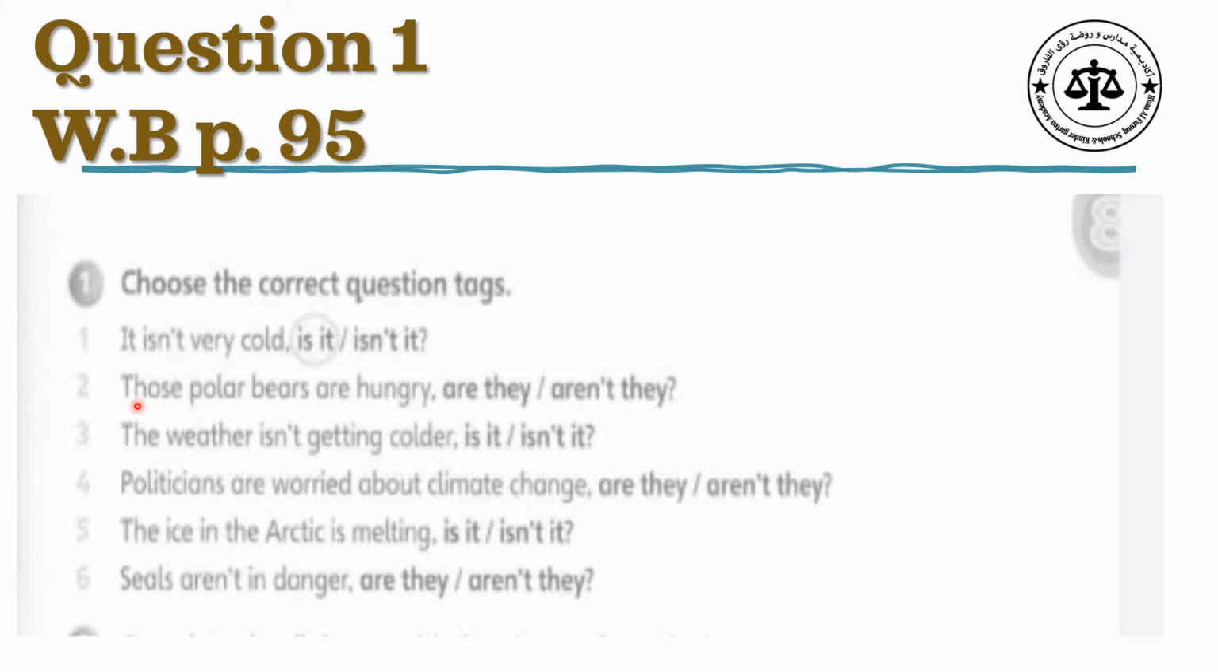Number 2. Those polar bears are hungry. Excellent, it's in positive form. مثبتة. So the question tag, are they or aren't they? برافو, aren't they. Number 3, the weather isn't getting colder. It's in negative form, so the question tag should be is it or isn't it? It should be is it.